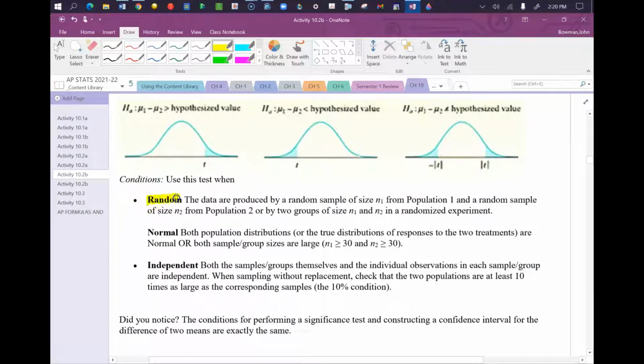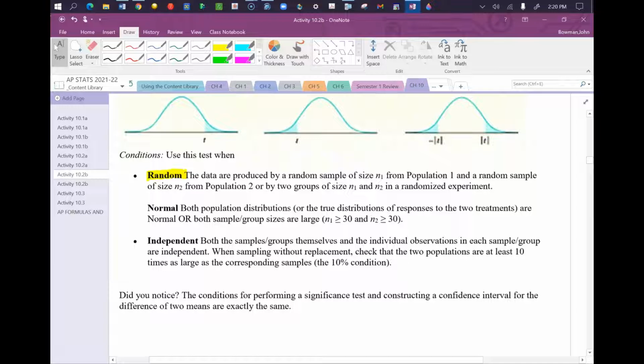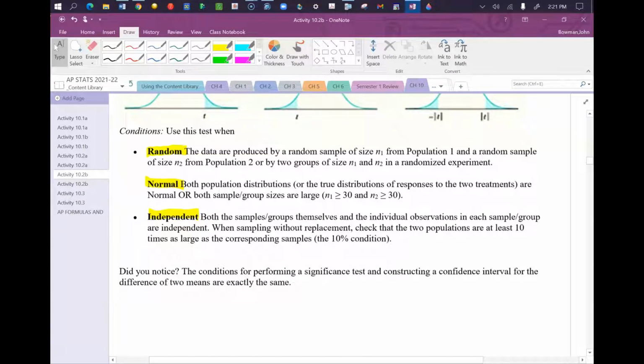You should have 2 random samples. Both the samples should come from normal populations or should be at least size 30, so that we can be comfortable that the sampling distribution of the differences is approximately normal. We should have independence within the sample groups, i.e. the 10% condition, and then we should have independence between the 2 sample groups.